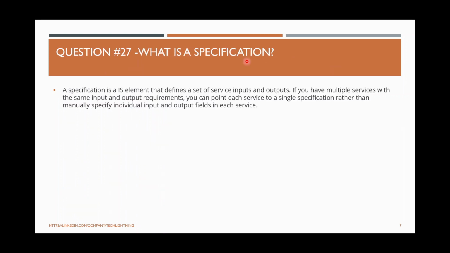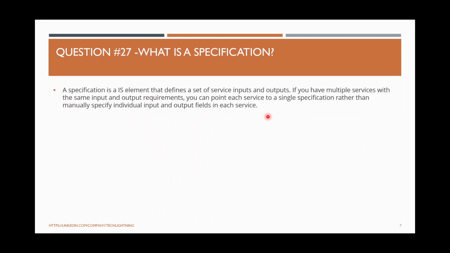What is a specification? How will you create a specification? For example, you go to the package or server folder, right click, new, and where you see flow service, Java service, there you will have something called specification. So a specification is an IS element that defines a set of service inputs and outputs. If you have multiple services with the same input and output requirement, you can point each service to a single specification rather than manually specifying individual input and output fields in each service.